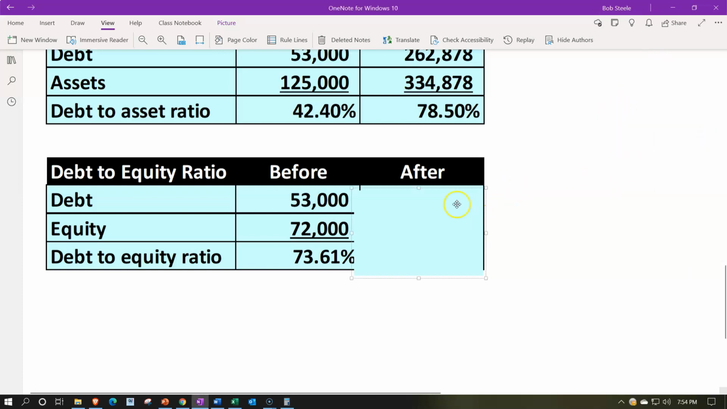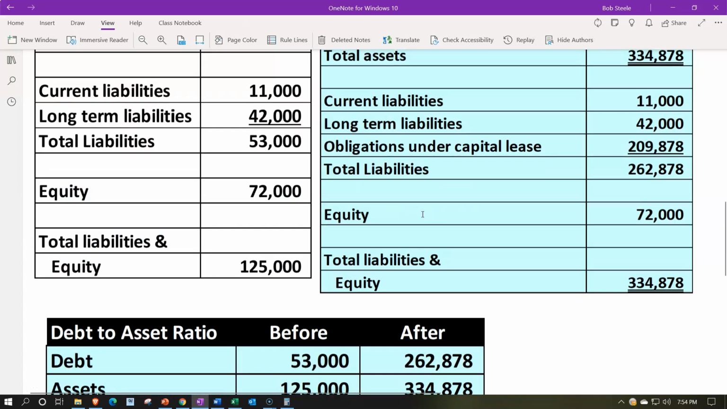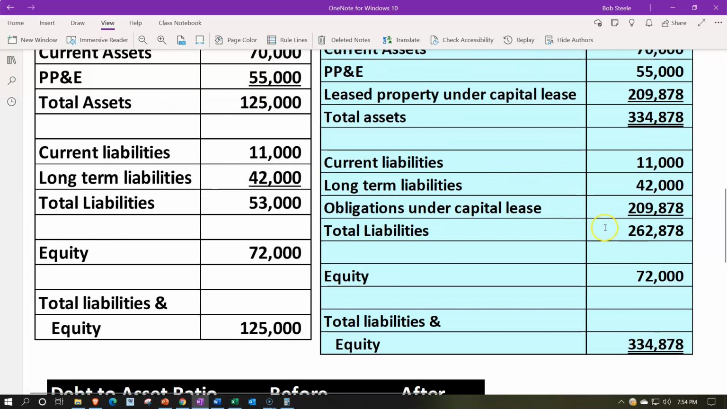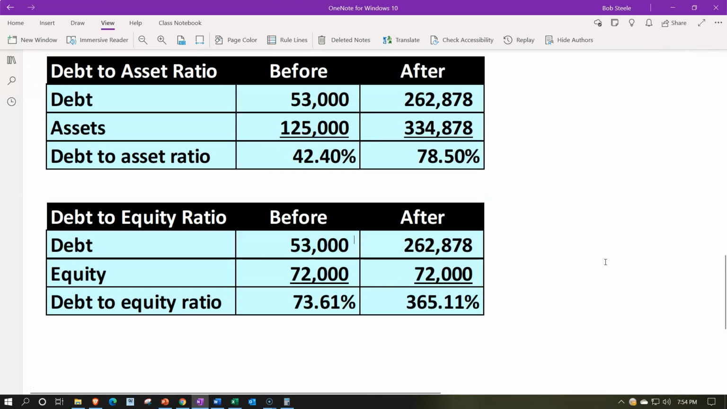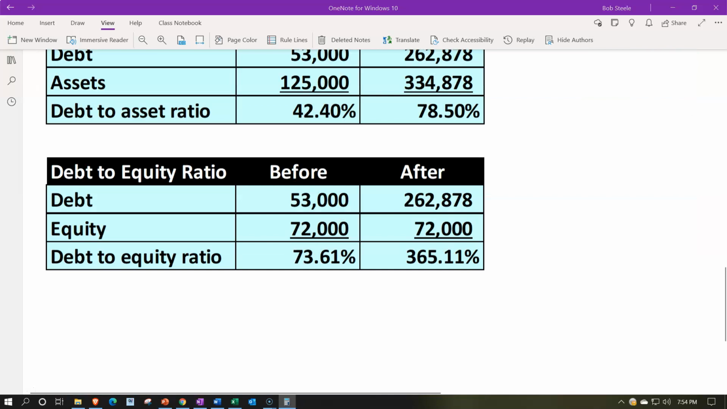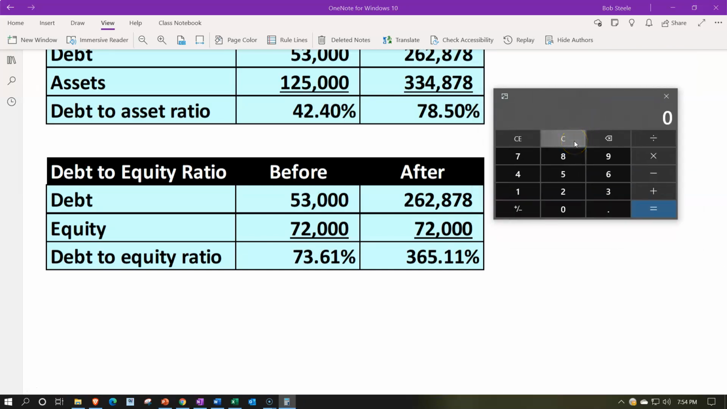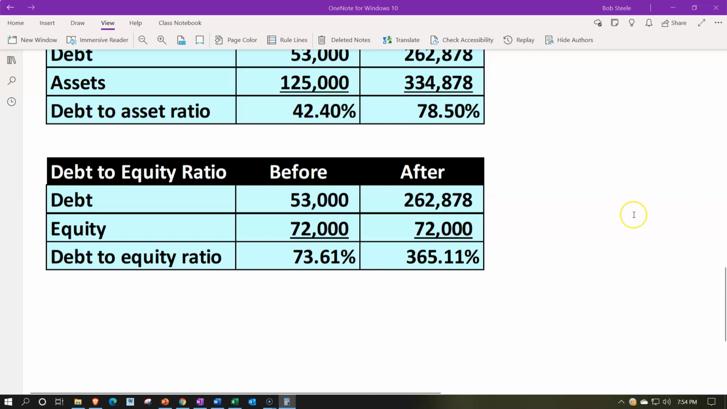But then we changed it so that the debt now is at the $262,878. The equity hasn't changed, right? The equity stayed the same. So that's a substantial difference, substantial change there. The 262,878 divided by the 72,000 gives us about 365.11 there. So we have a substantial difference. So again, some of the ratios, of course, will differ from this.